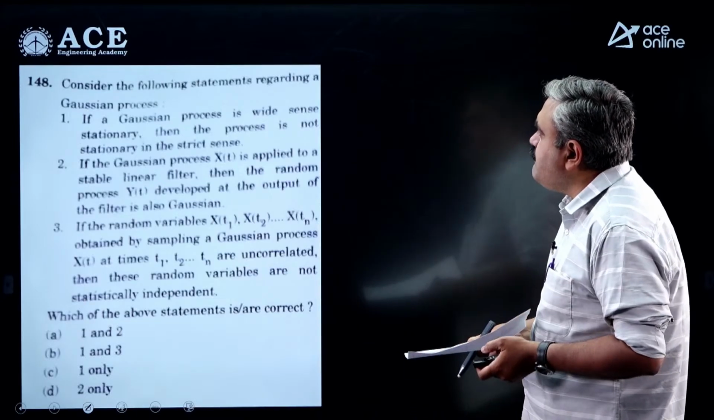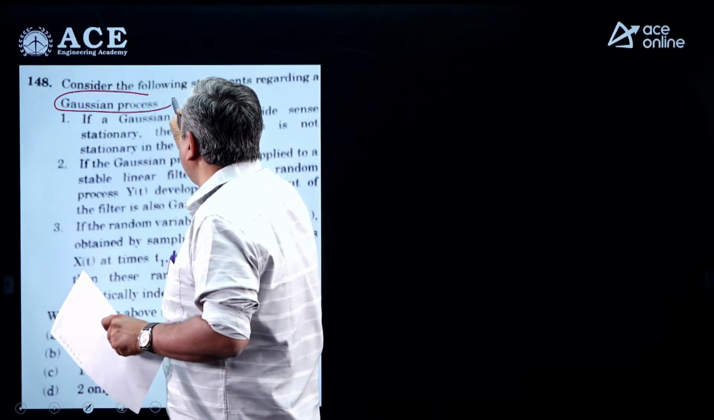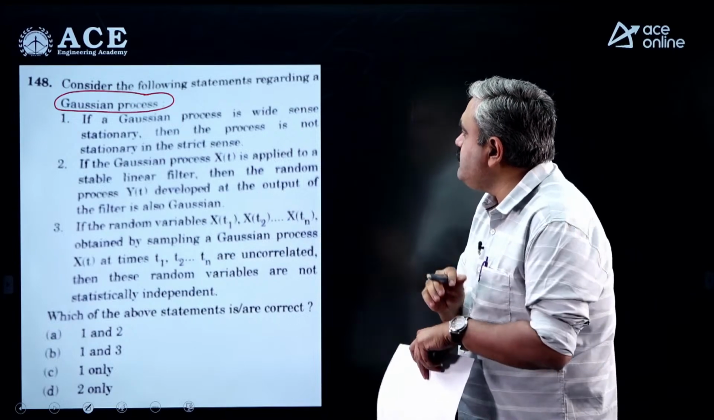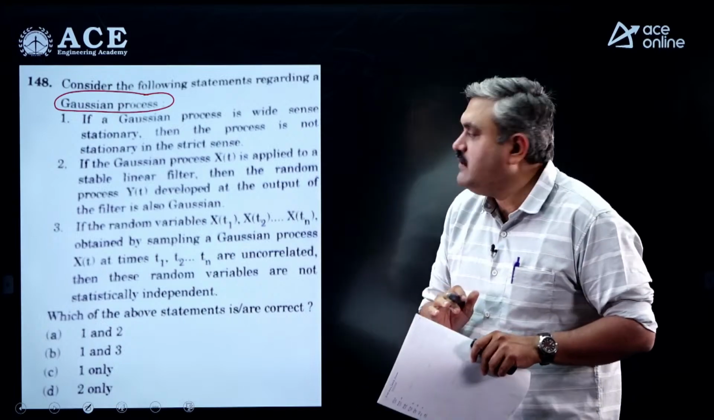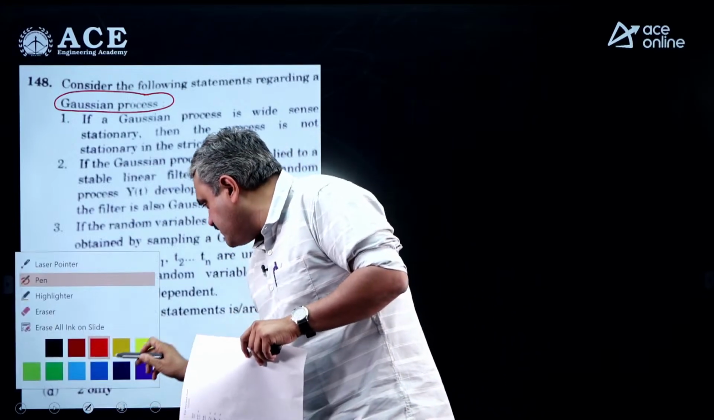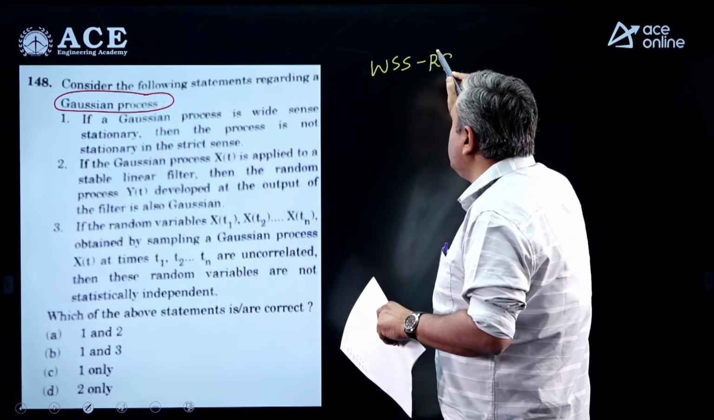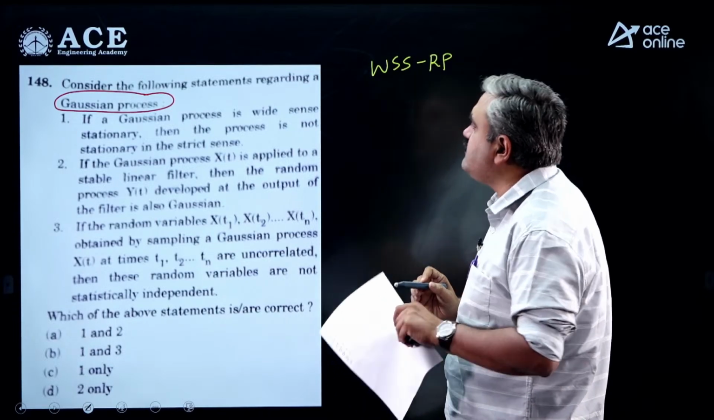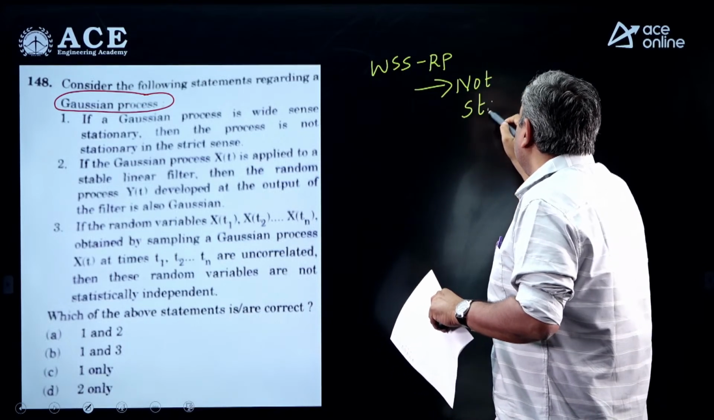Next, consider the following statements regarding a Gaussian process. Very good theory question. For these types of questions you should be good with the concepts, only then can you answer. See carefully. If a Gaussian process is wide sense stationary, then the process is not stationary in a strict sense. What is the meaning? He is saying a random process is already wide sense stationary, and then the process is not stationary in a strict sense. What is the meaning here?